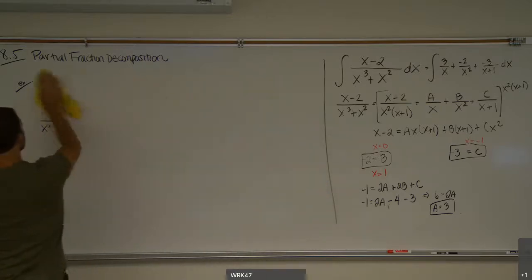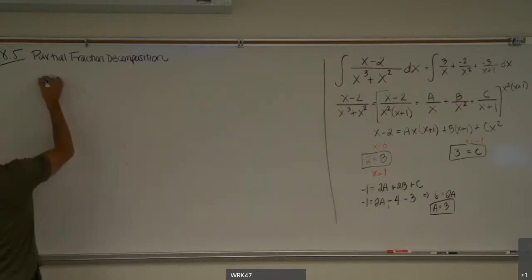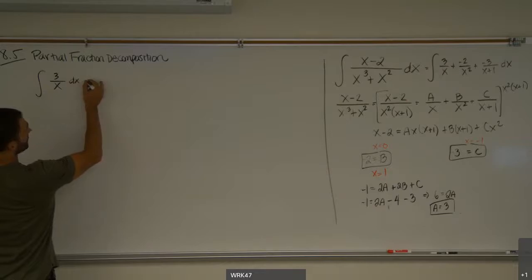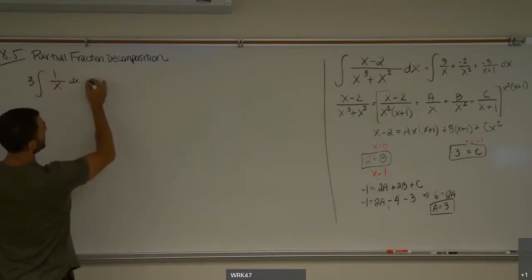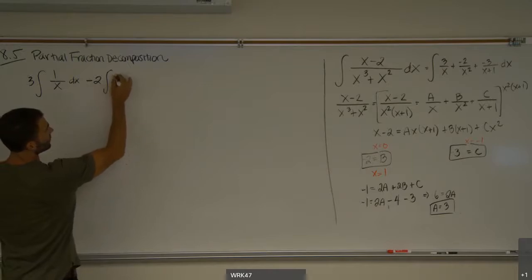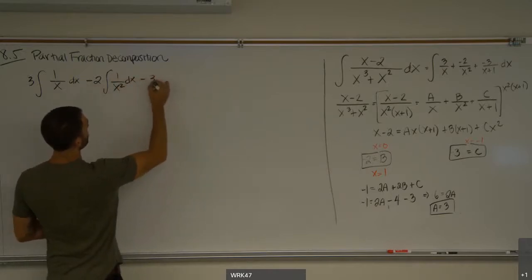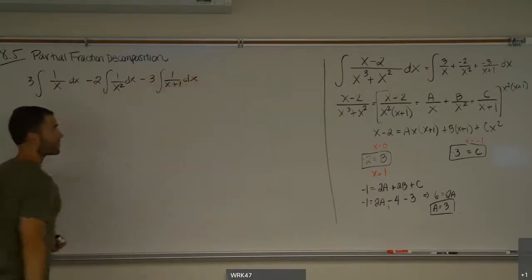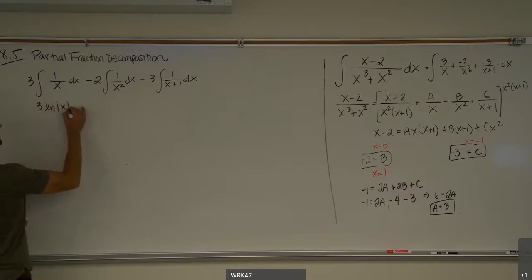So we wrap up this integral, and I'll do it on the same board. We need to integrate 3 over x. Let's go ahead and pull out the 3, 1 over x. Let's pull out the -2, 1 over x squared. Let's pull out the -3, 1 over x plus 1. So remember from calc 1, this guy is ln, so 3 ln of the absolute value of x.